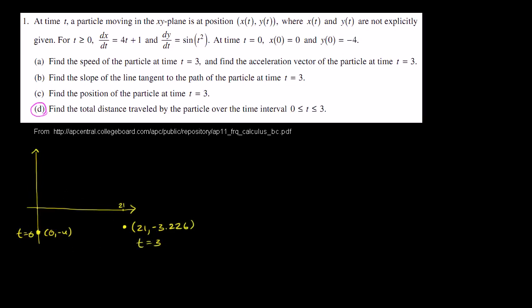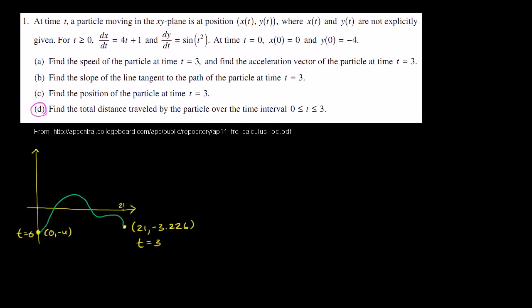Between these points, who knows what the path is. We could plot it if we wanted, but it might look something like this. And so in part D, they're asking us what is the total distance traveled? Or another way to think about it is, what is the length of this path?